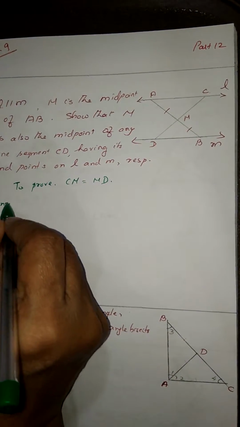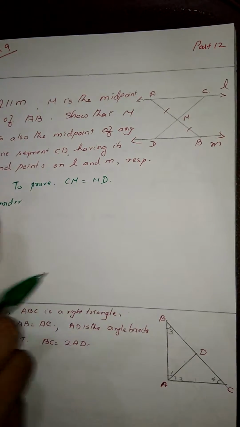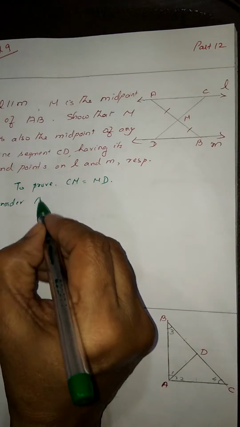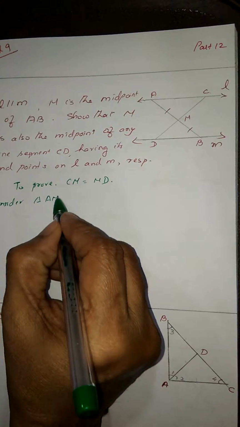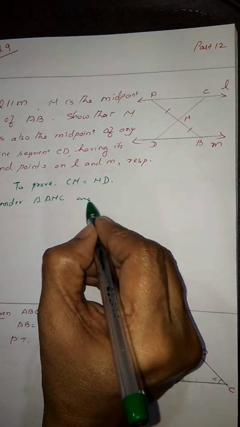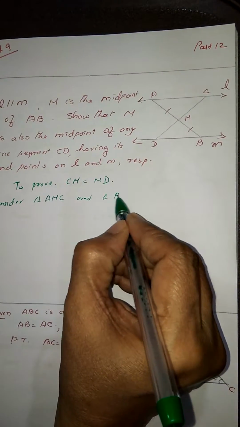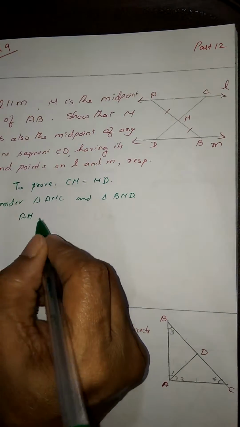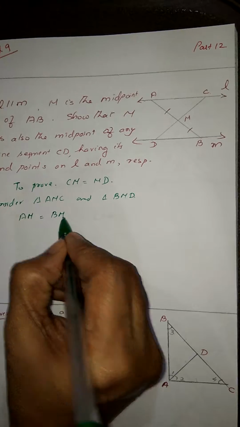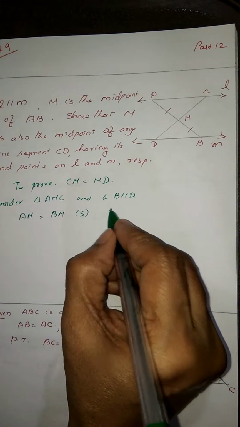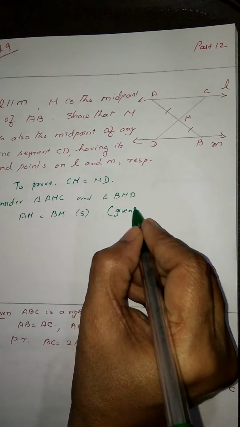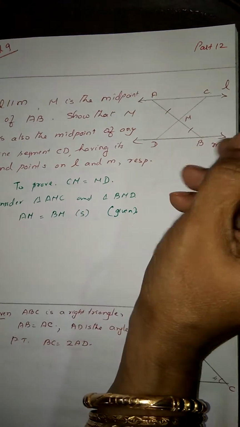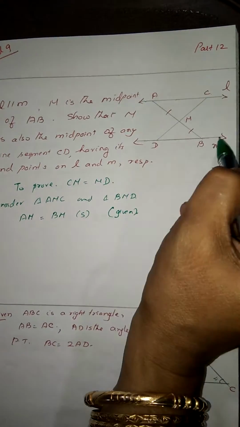Consider triangle AMC and triangle BMD. So AM is equal to BM, which is already given. Now we have these two lines are parallel.